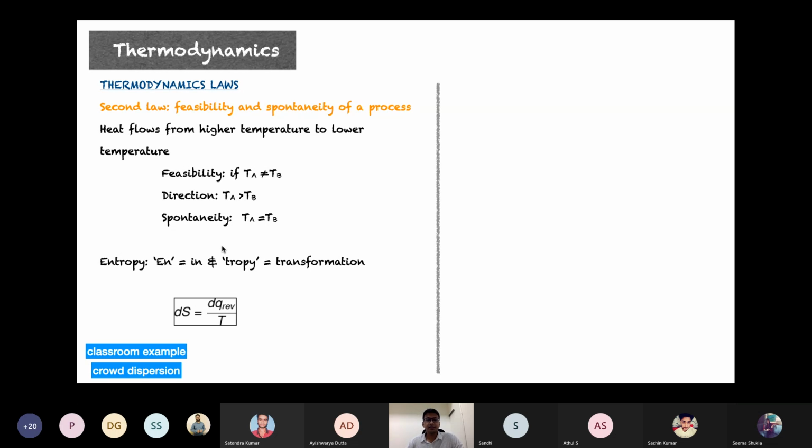So that means there is a probability of heat flow. Then somebody can ask which direction heat would flow. Again, we know it from high temperature to low temperature. Then how long will it flow?